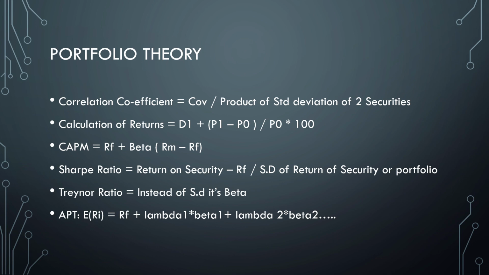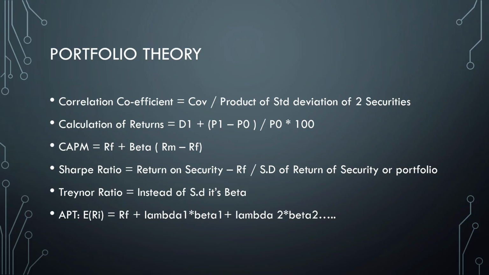Next one is how do we calculate returns. Return is equal to D1, that is the dividend after giving effect to the growth, plus P1 minus P0, by P0 into 100. Then CAPM formula, very important, very easy also: RF plus beta into RM minus RF. RM minus RF is nothing but the risk premium.